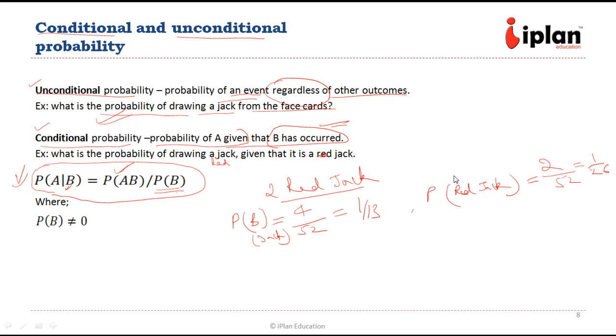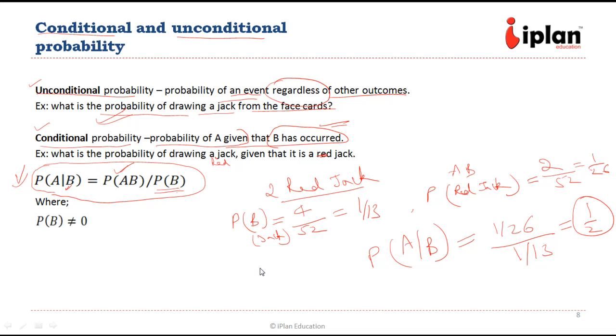So this is PAB. So if we have to calculate the conditional probability of A given B, that is the probability of drawing a red jack given the card is already a jack, it will be PAB, that is 1 by 26 divided by 1 by 13, that is 1 by 2. So in this case 1 by 2 is the answer.